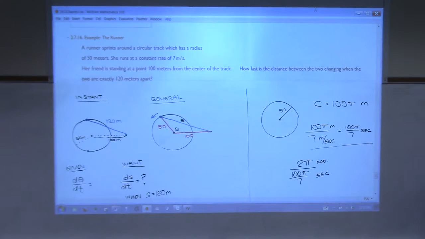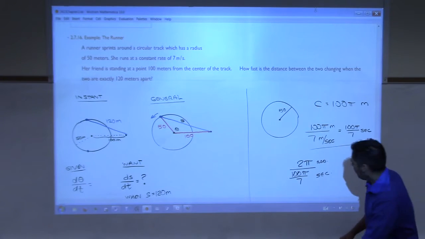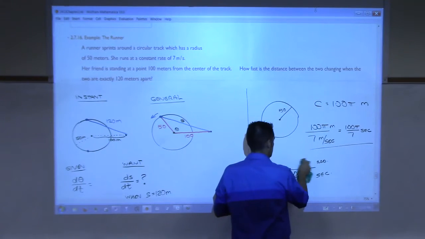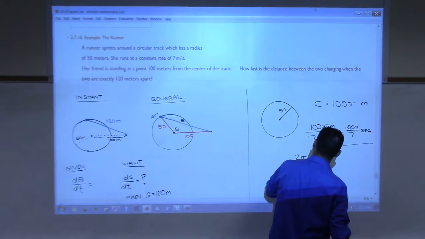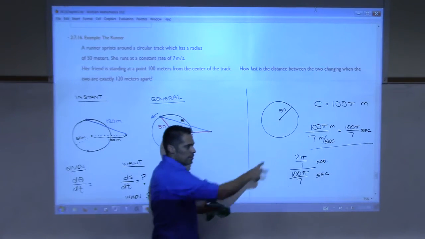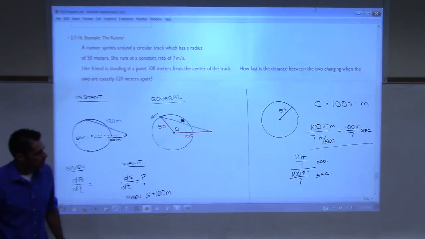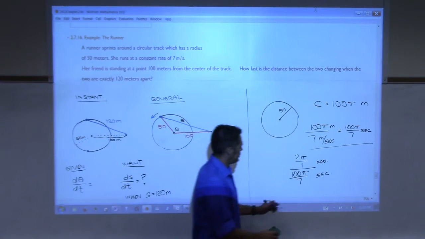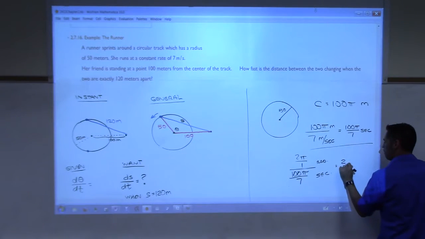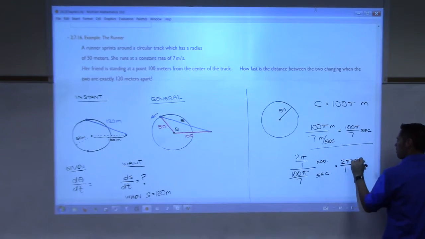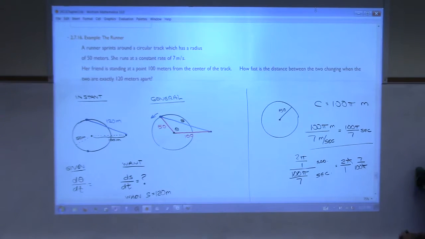And let's clean that up. Can you all clean that up? The full angle, I would write this as 2 pi over 1. And then I'd multiply by the reciprocal. So 2 pi over 1 times 7 over 100 pi. And the pi's cancel, and that becomes 50. So 7 over 50.